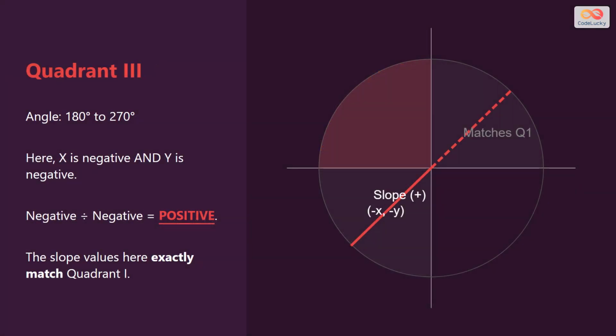Now observe what happens in the third quadrant. Both coordinates are negative, but a negative divided by a negative results in a positive. This means the slope values here are identical to those in the first quadrant. We are repeating the same positive slope pattern we saw at the start.